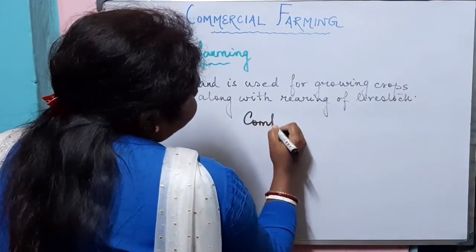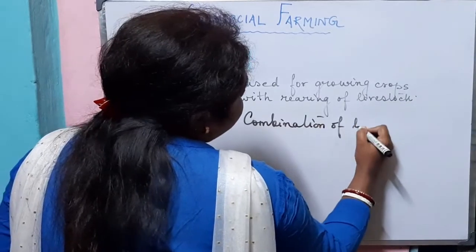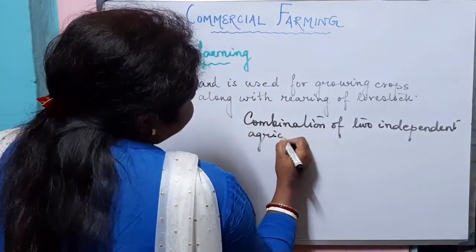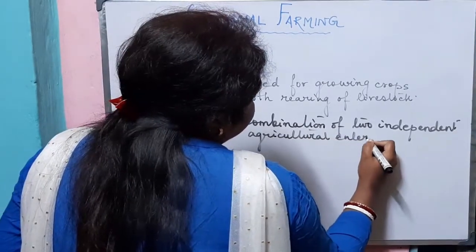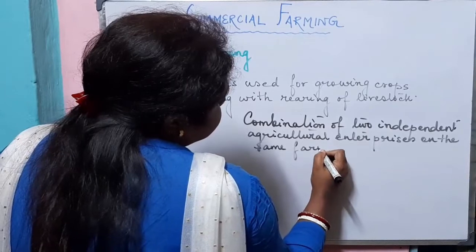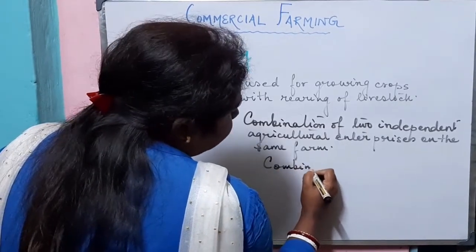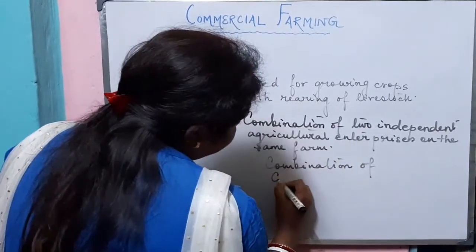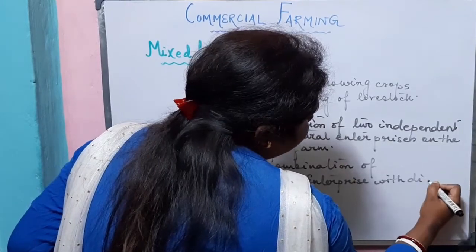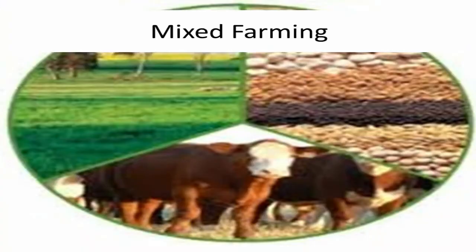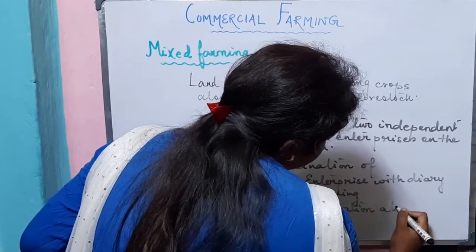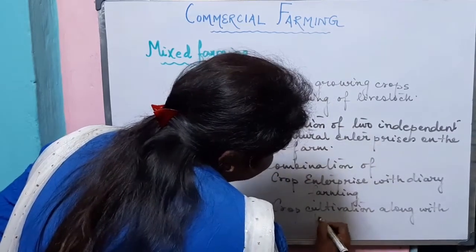We can say that mixed farming is the combination of two independent agricultural enterprises on the same farm. That means a combination of crop enterprise with dairy farming, or we can say crop cultivation along with livestock farming.